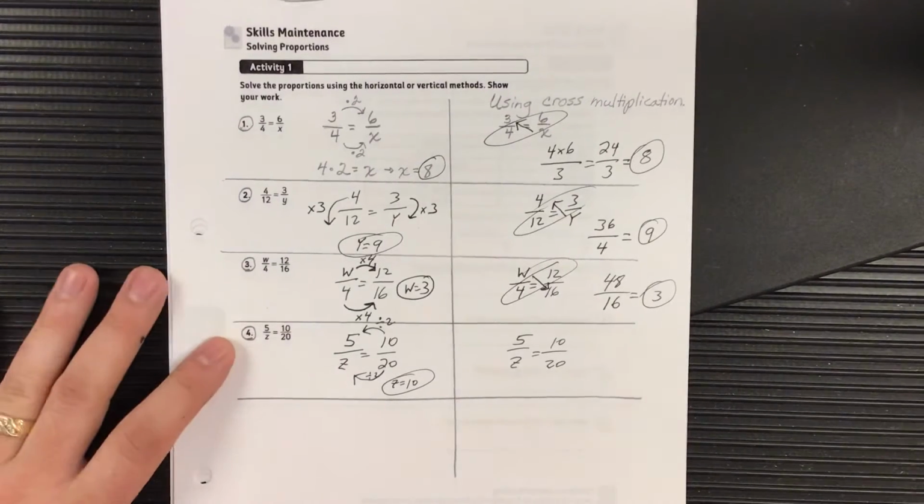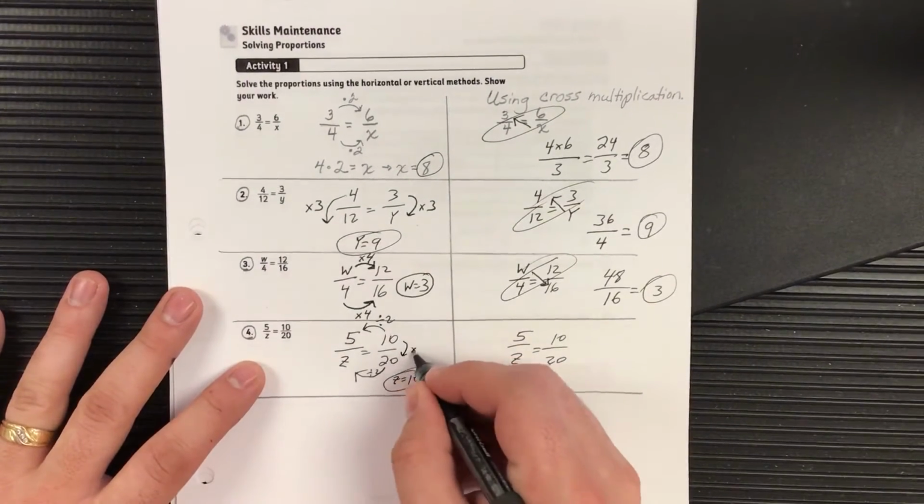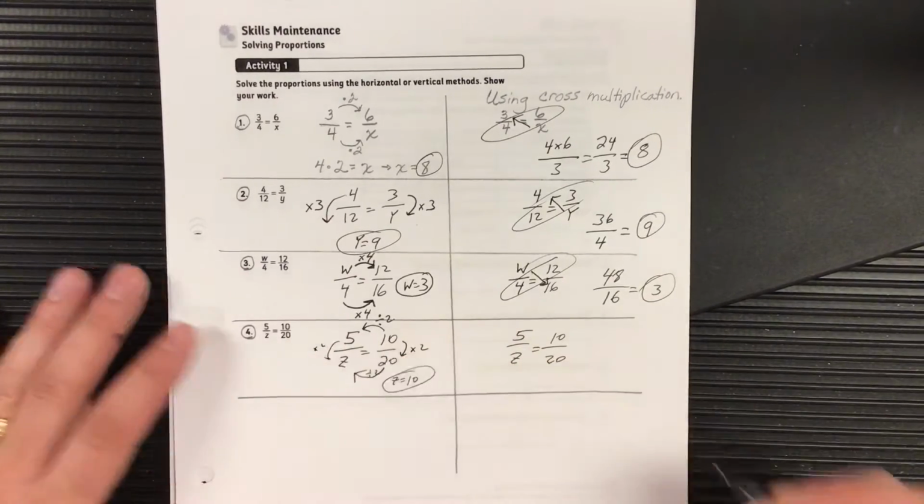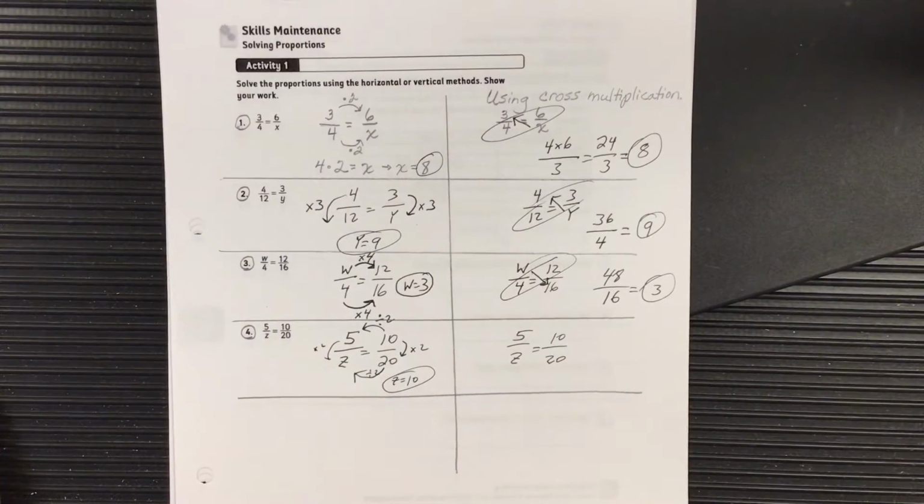Now, could you have gone vertically? Yeah. Times 2. Times 2. 5 times 2 is still 10. Make sure your arrow makes sense, though.